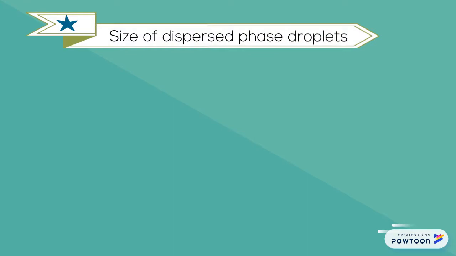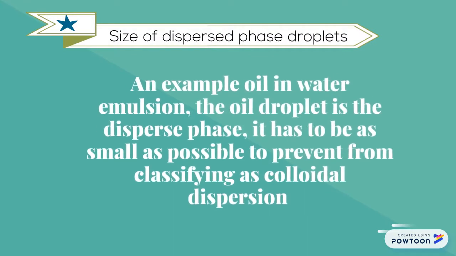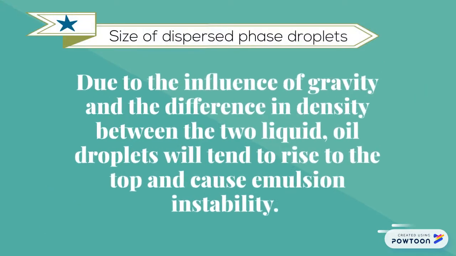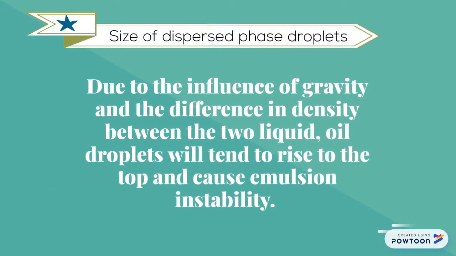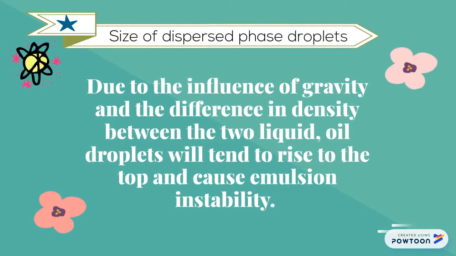Size of dispersed phase droplets. In an example of oil in water emulsion, the oil droplet is the dispersed phase. It has to be as small as possible to prevent it from creaming as a colloidal dispersion. Due to the influence of gravity and the difference in density between the two liquids, oil droplets will tend to rise to the top and cause emulsion instability.